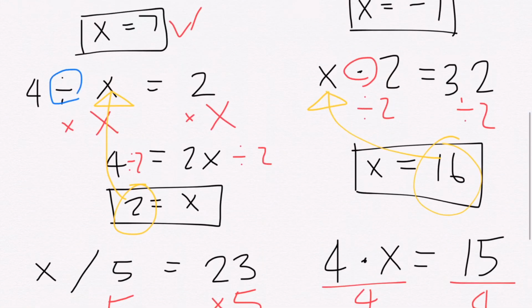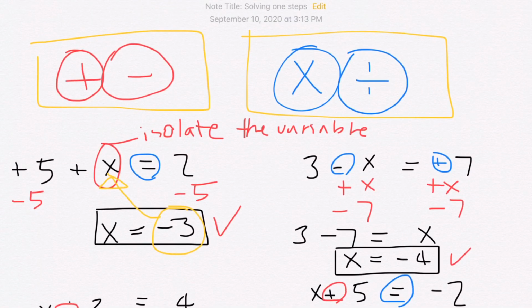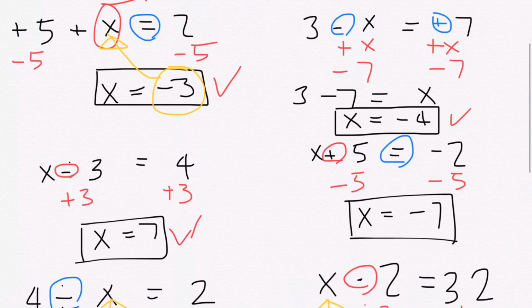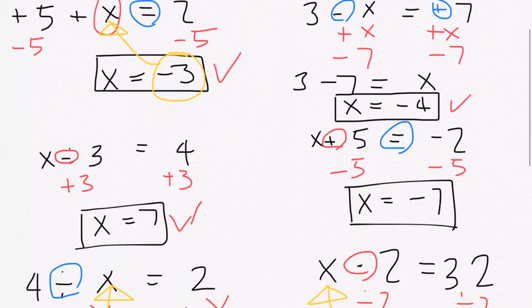So just to recap, if you remember that plus and minus are a pair and multiply and divide are a pair, you can solve any one-step equation by applying the appropriate operation to both sides.